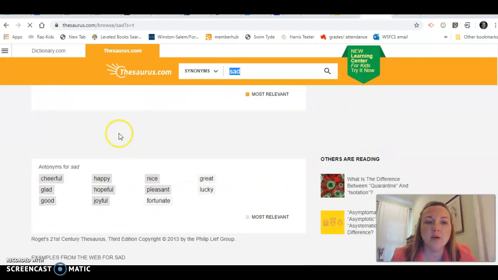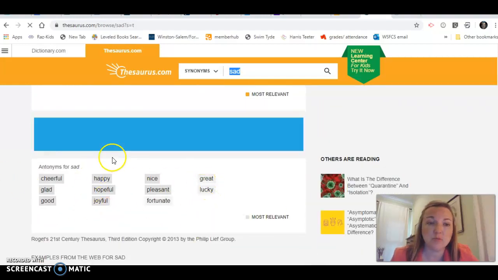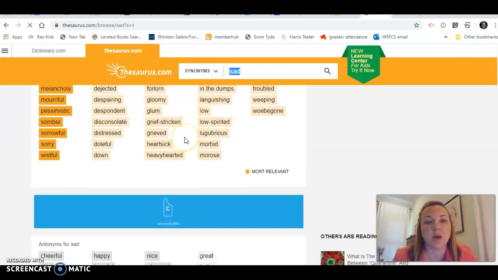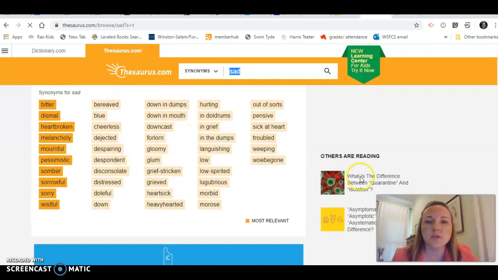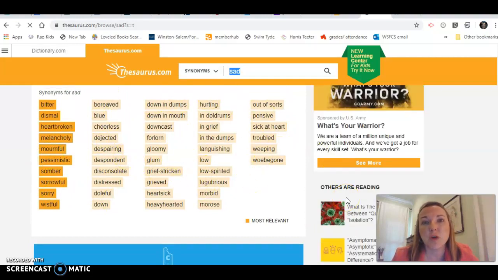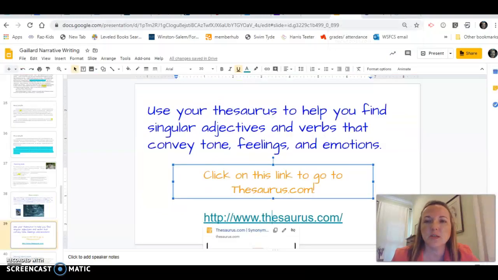And then down here will also give you antonyms so that you maybe want to say that they were not pleasant, not joyful, right? Or you can use all these cool words up here. So this is a great, great resource to use in your writing. You don't want to go bonkers and use a thesaurus for every word because sometimes simple words are best. But here and there, you want to spice it up a little bit. So I just wanted to show that to you.